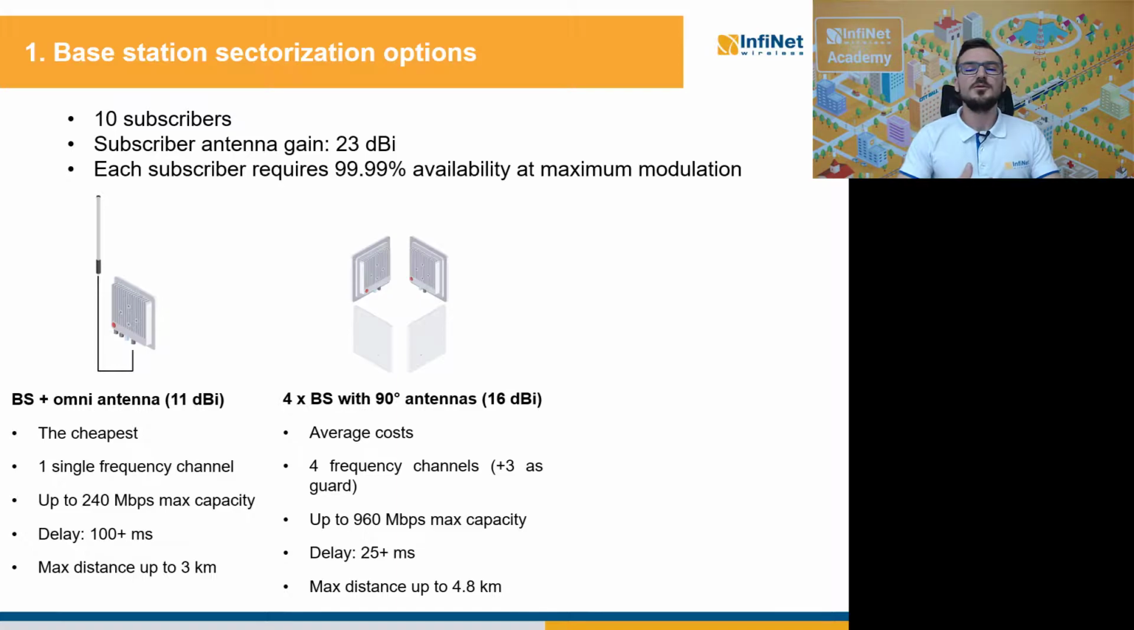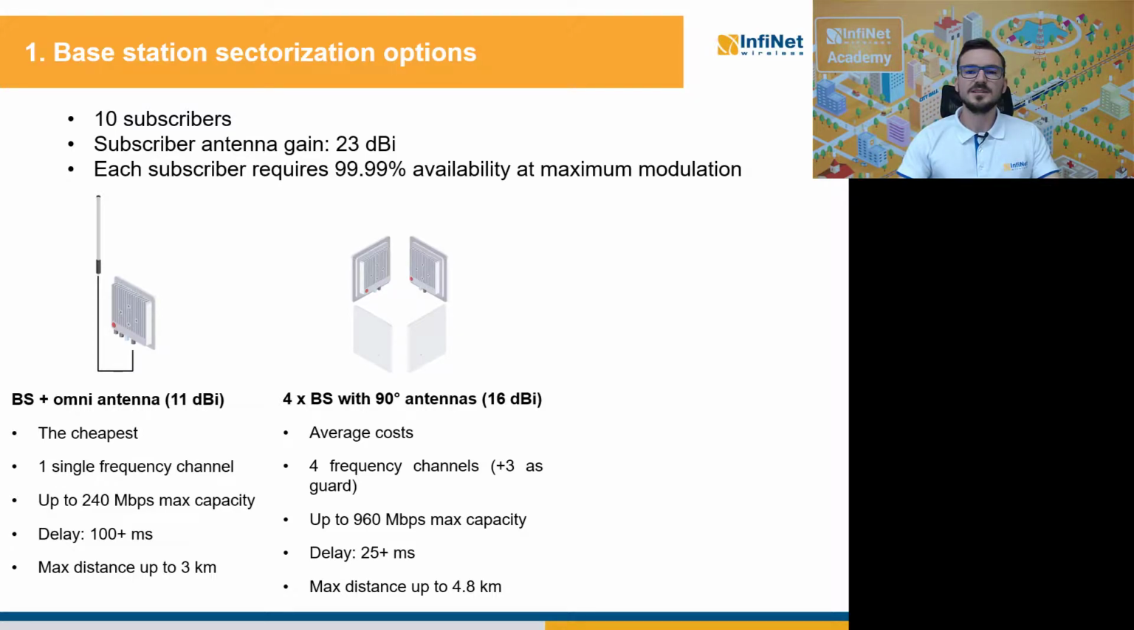The next solution requires installing 4 sectors with 90 degrees antennas. This setup is the most popular choice for most situations because it strikes a good balance between capacity, range and delay on one hand versus costs and frequency channel requirements on the other hand.